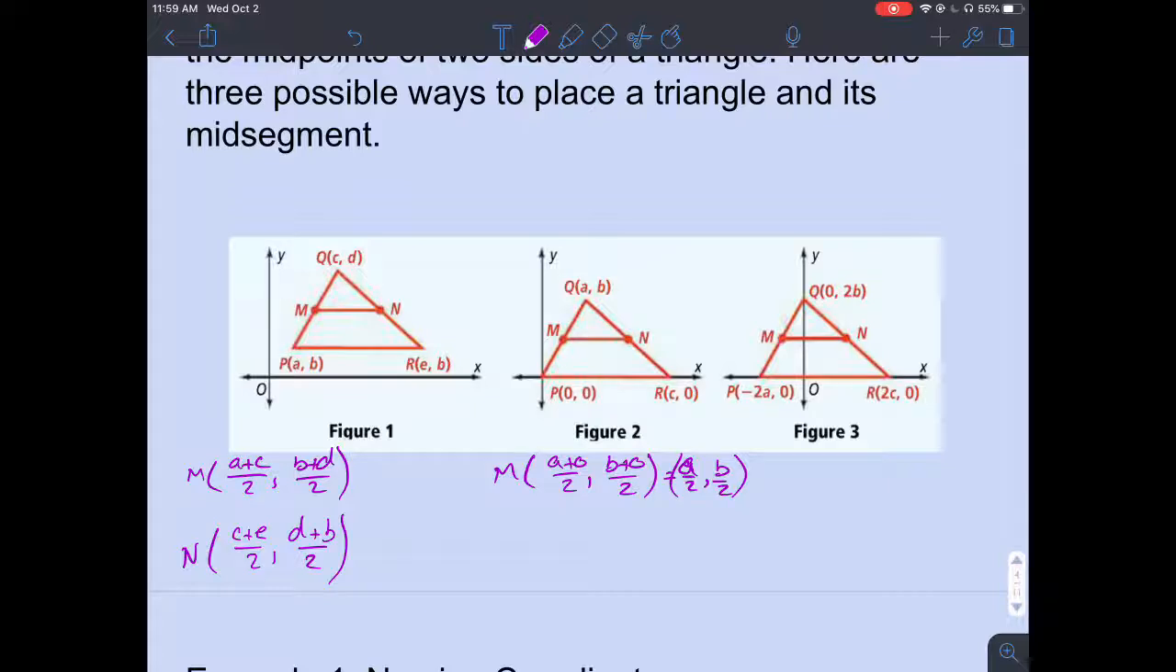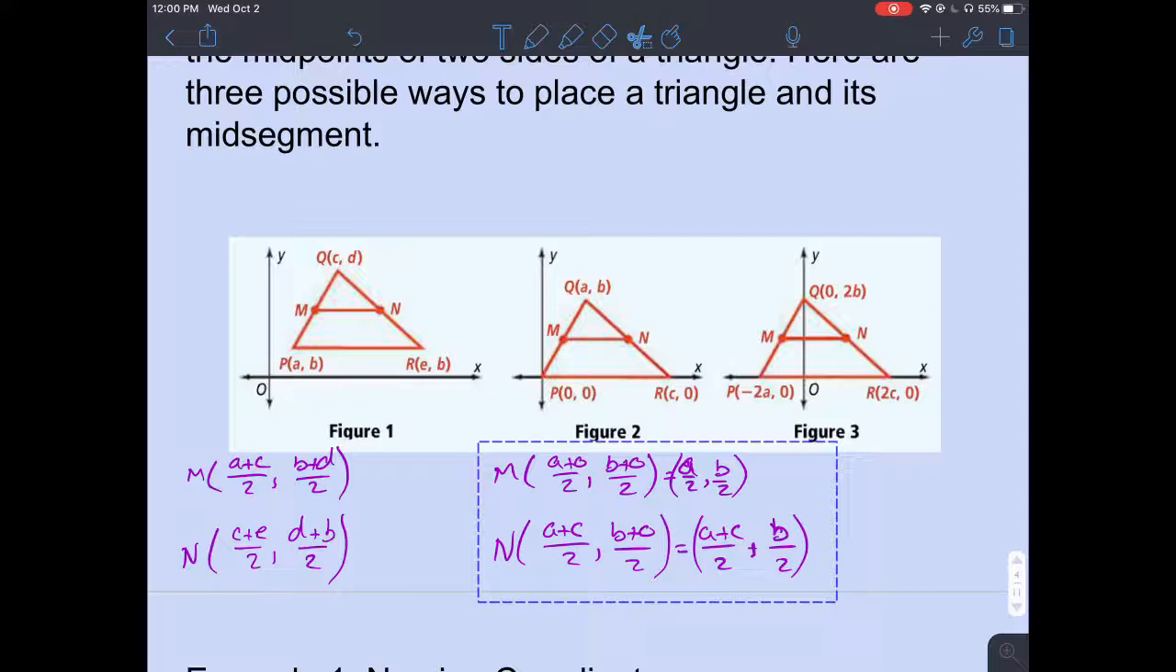So notice this one here is a little bit cleaner. We have a divided by 2 and b divided by 2 for our coordinate of M. Let's do the same thing for N. This will be a plus c over 2, and this will be b plus 0 over 2. So this leaves us with a plus c, which we can't simplify because we can't add those together, but we can simplify here to get b over 2. So notice we don't have quite as many variables as we had before in this one.